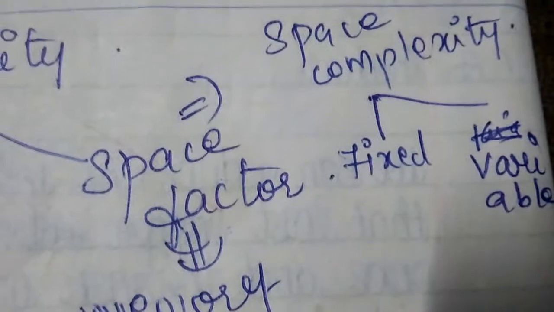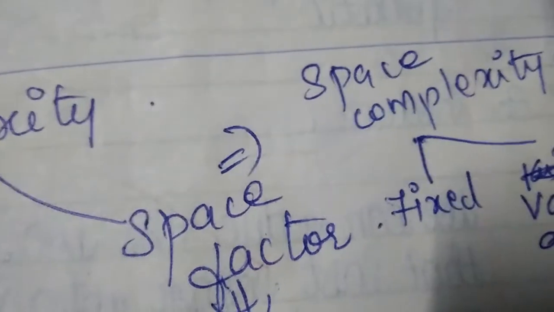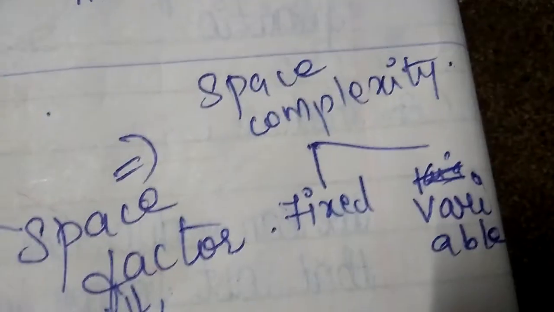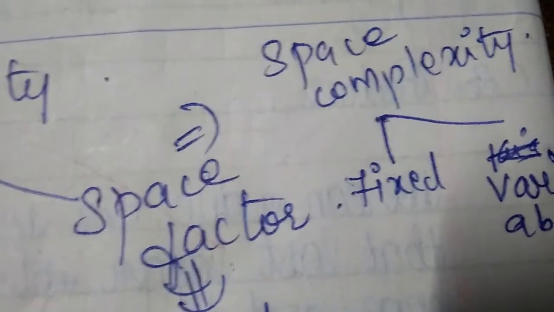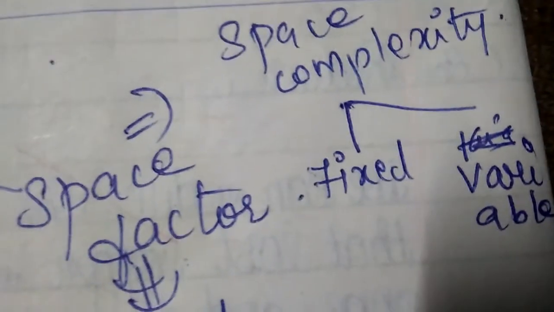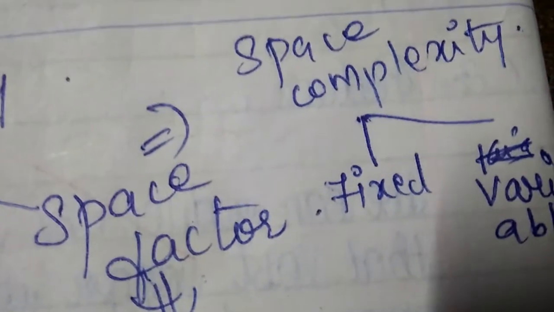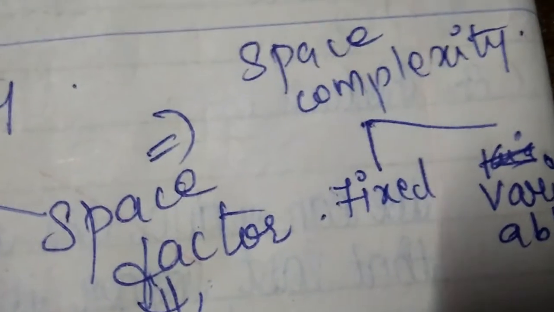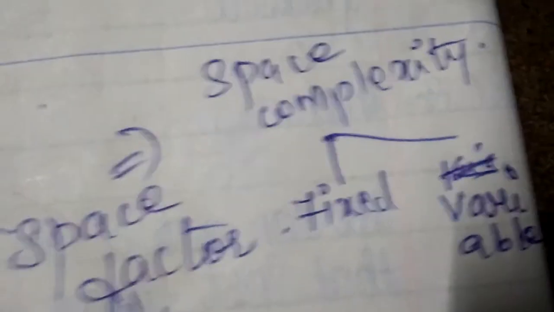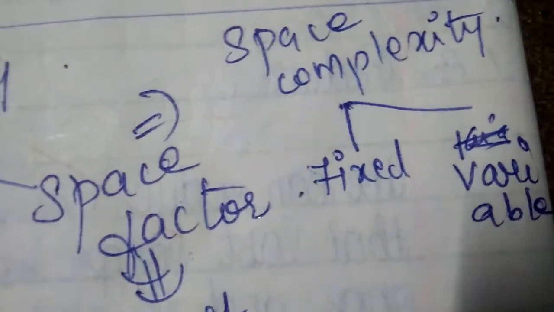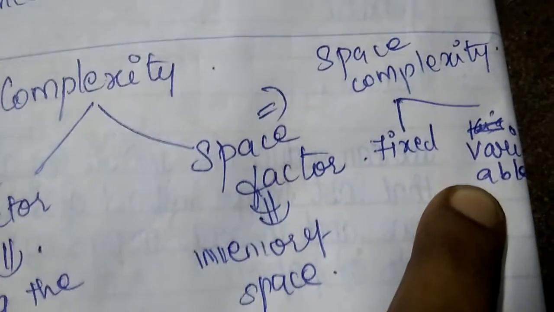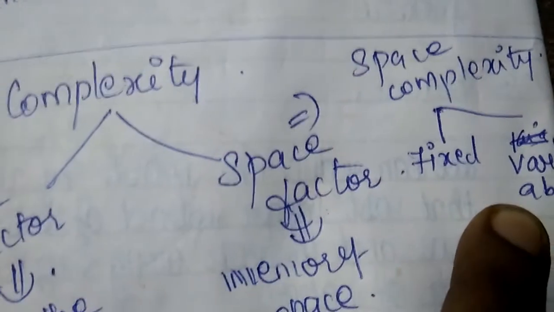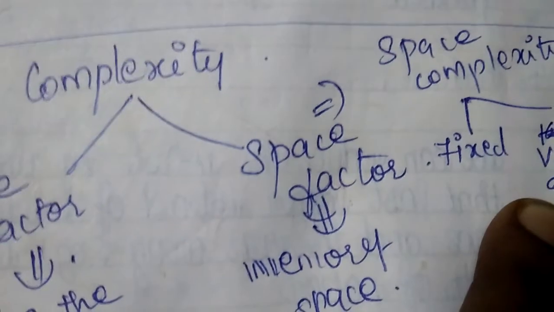In the space complexity, I have two different parts. One is the fixed part, another one is the variable part. Fixed part means the variables used for the data to execute. For example, constants, variables, everything. Whatever variables we are using, that is called the fixed part. And the variable part means the execution of the looping concept. For loop, while loop, do loop, all these things are the variable part of this space complexity.